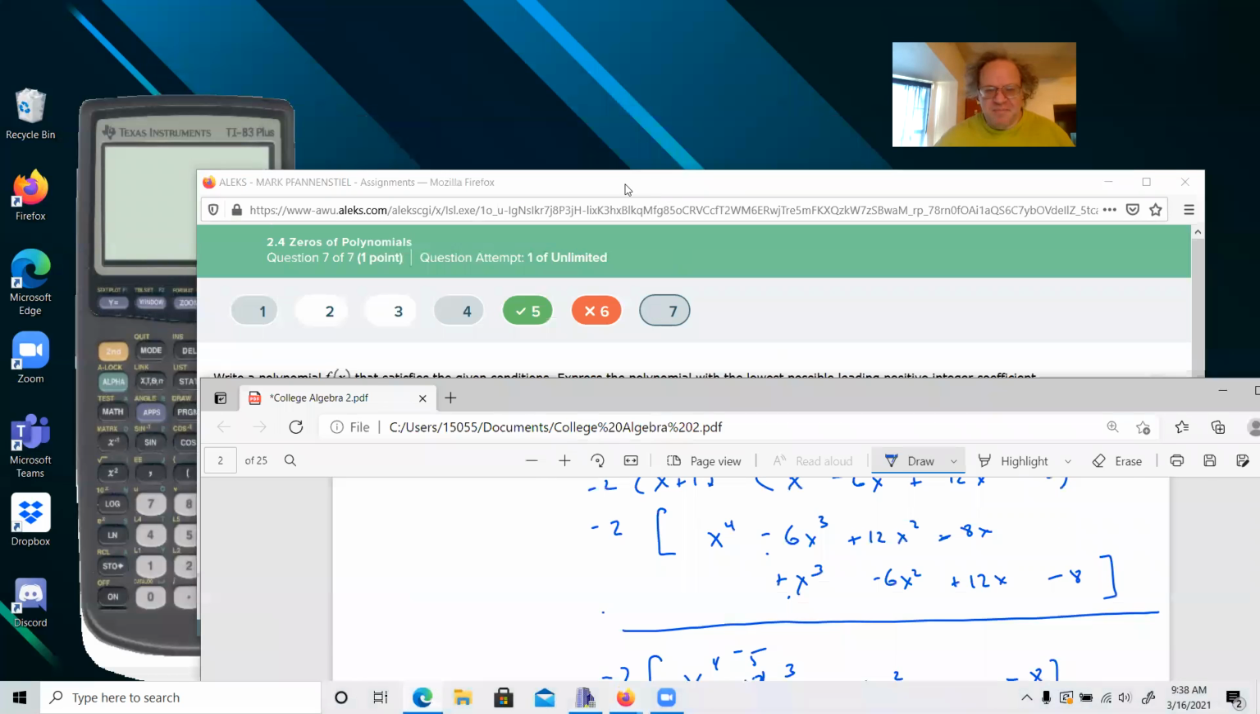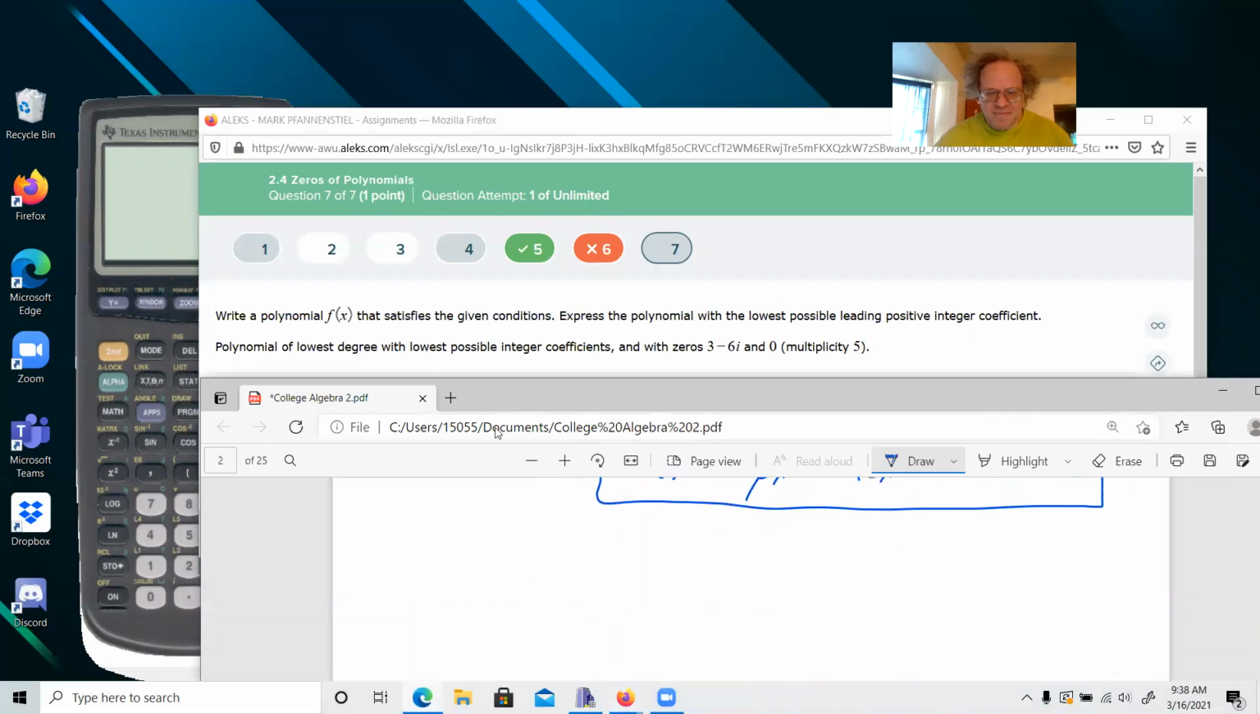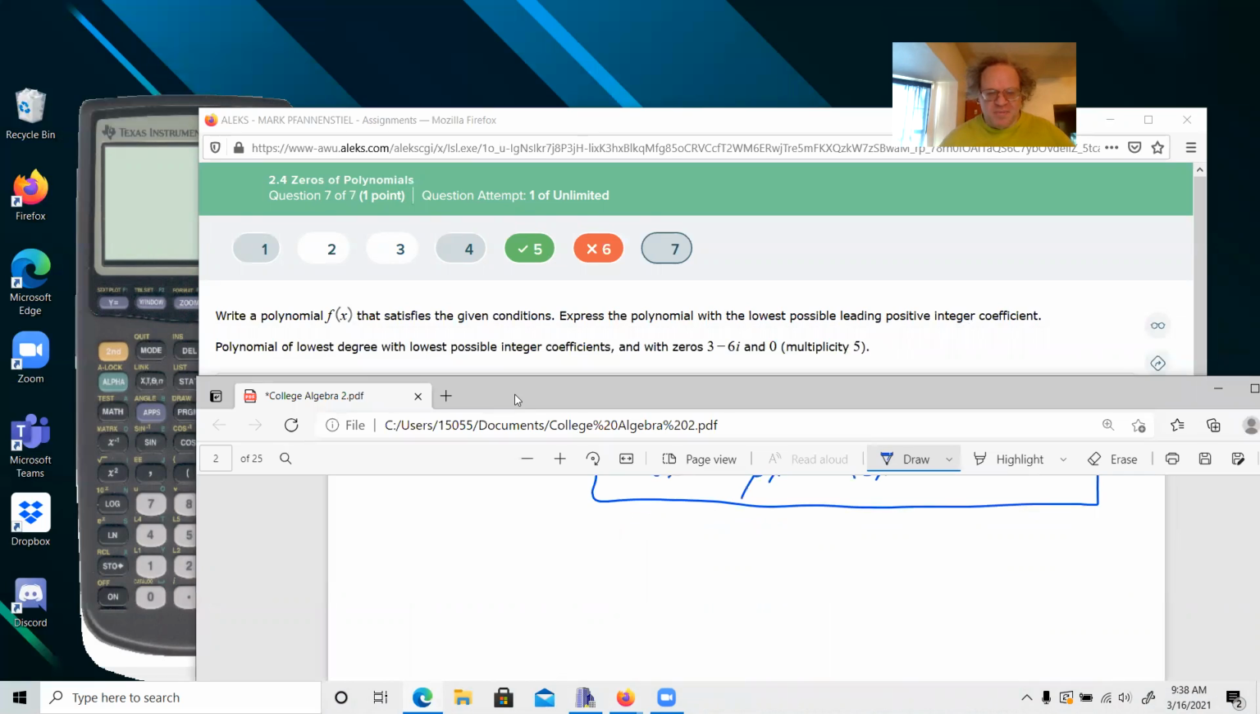So again, we have x equals 3 minus 6i. We also have x equals 0, and that happened 5 times. But because 3 minus 6i is a 0, I know that 3 plus 6i is a 0. Be careful with your signs on this one, because a lot of people will make both of these things the same.